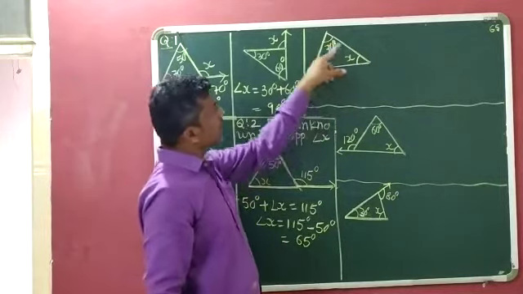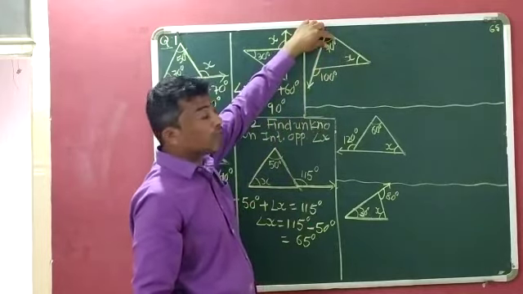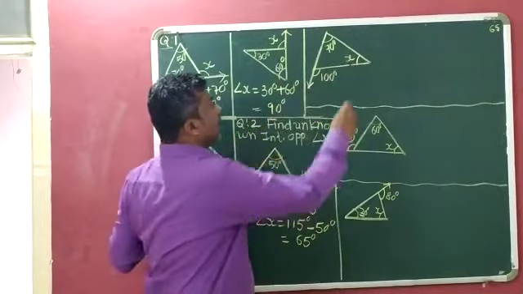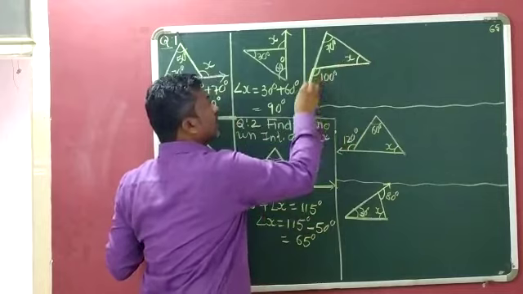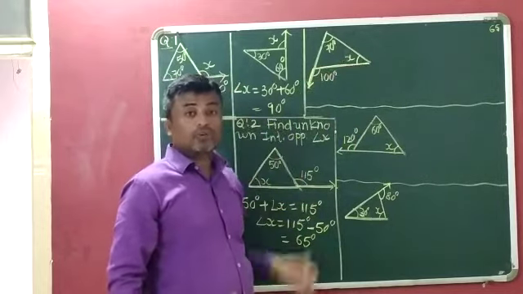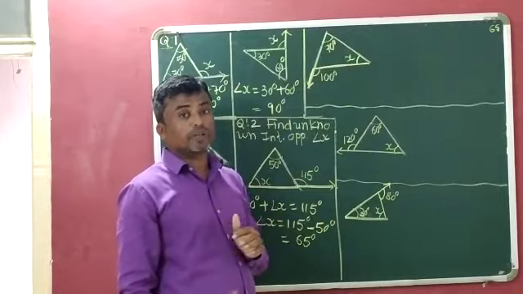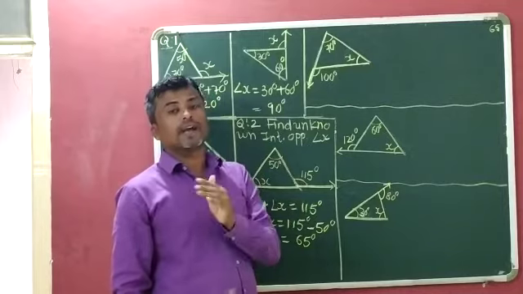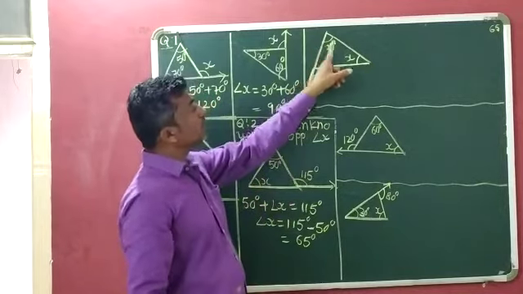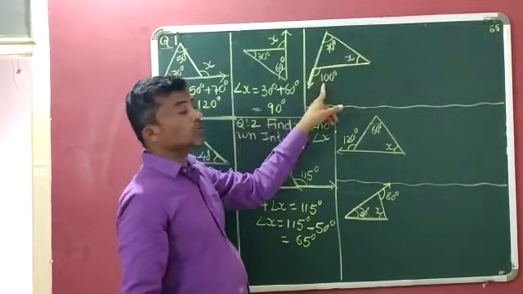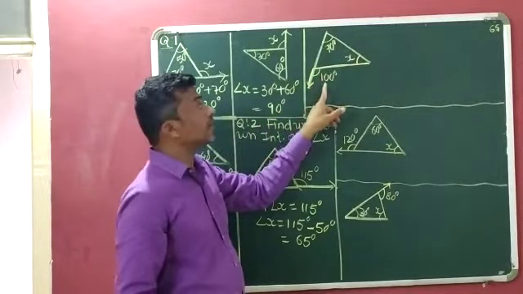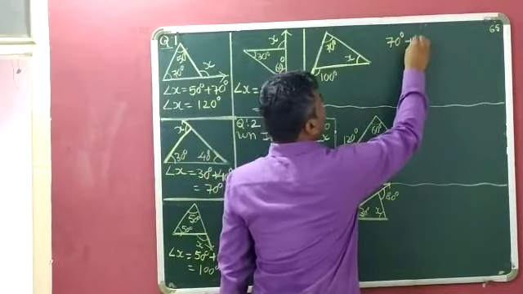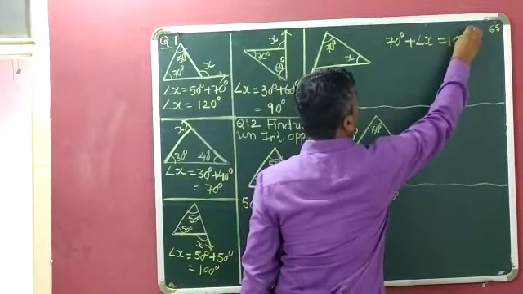Now next figure. See here, 70 degree is the first interior opposite angle. Angle X, we have to identify, is the other interior opposite angle, and this 100 degree is an exterior angle. According to the exterior angle property, the sum of interior opposite angles is equal to the exterior angle. Means sum of 70 degree and angle X is equal to the exterior angle, and it is 100 degree. So 70 degree plus angle X is equal to 100 degree.